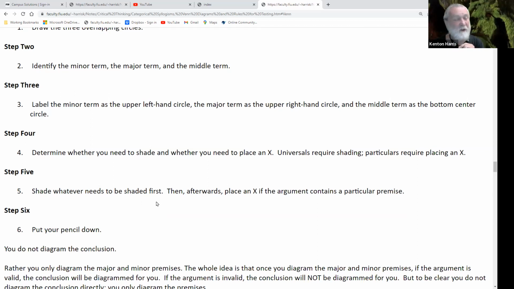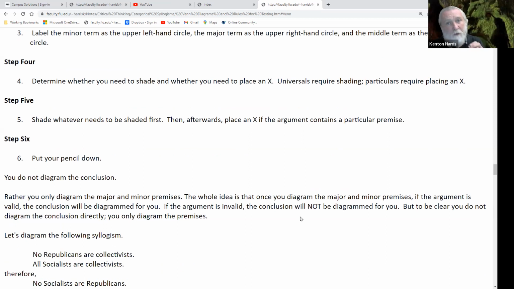Shade whatever needs to be shaded first, then afterwards place an X if the argument contains a particular premise. Then you put your pencil down. What do I mean by that? Well, you do not diagram the conclusion. You only diagram the premises. The whole idea is that if the premises entail the conclusion, then simply diagramming the premises is sufficient to show that the conclusion is diagrammed for you in a valid argument.